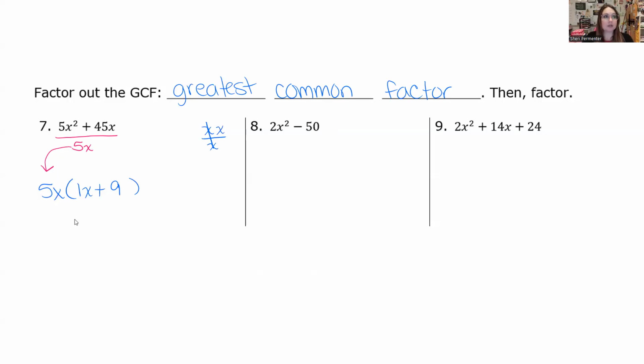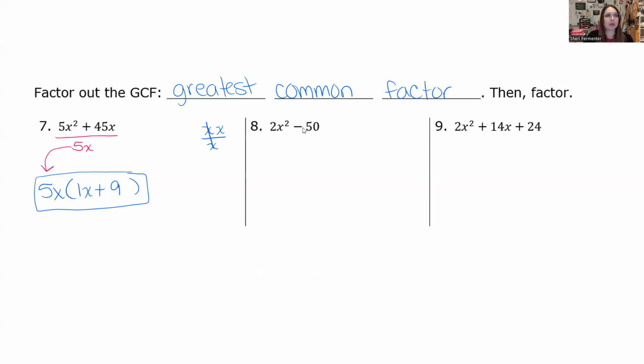5 times 5 is 25. x times x is x squared. So you'd get 5x squared, which is what you started with. 5 times 9 is 45, and there's an x attached to it. That is your answer. So it's going backwards from distributing. The greatest common factor is the opposite of distributing. And I can't factor any further because this doesn't factor.